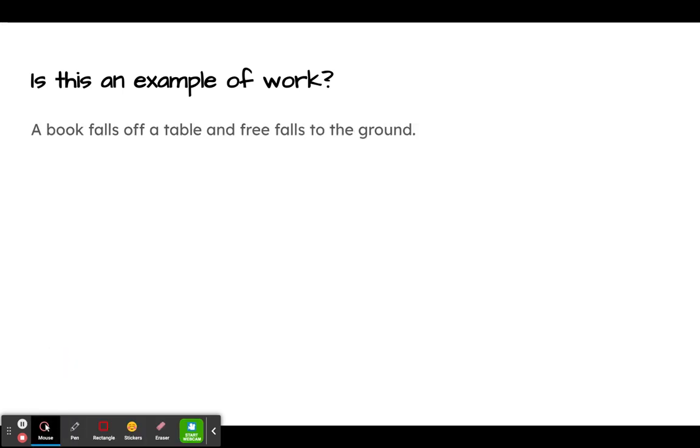Okay. How about this one? A book falls off a table and free falls to the ground. Well, let's go ahead and, again, draw a picture. So we'll have our book, and then we'll go ahead and draw our force. Now, if it falls, there's going to be a displacement. If it's in free fall, then it has to have the force of gravity acting on it. And so you have a net force, you have a displacement, and so yeah, in this example, work would be done.